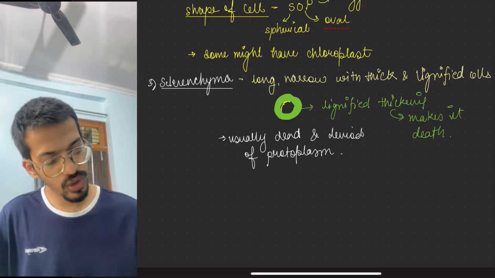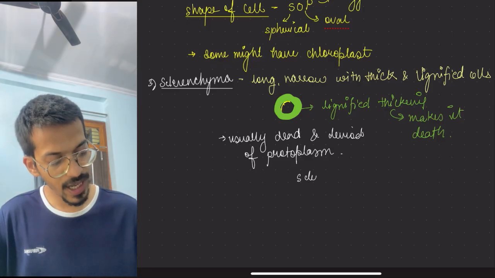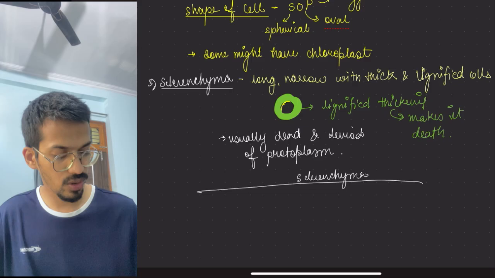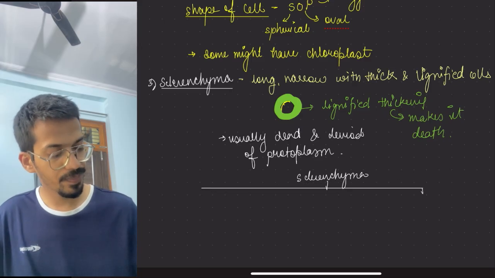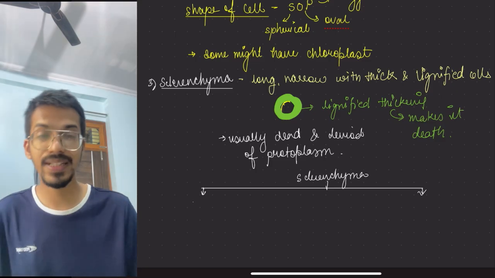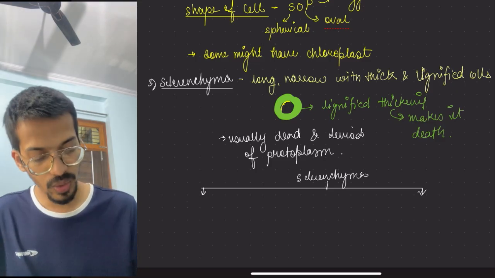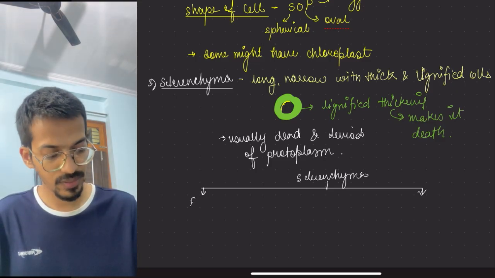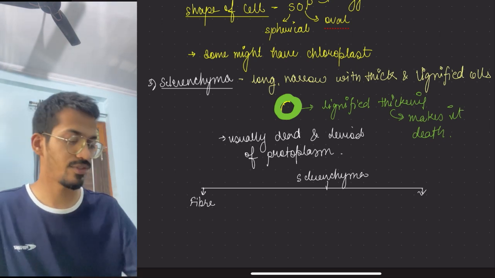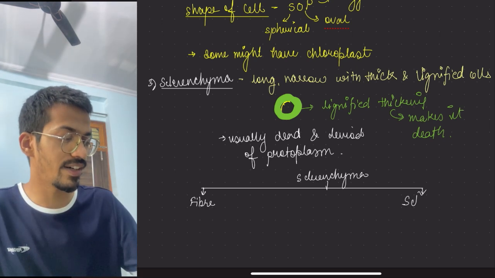Now there could be two types of sclerenchyma on the basis of how they look. They are of two types. Number one type is that they will be present as a fiber. So as a fiber and sclereid.